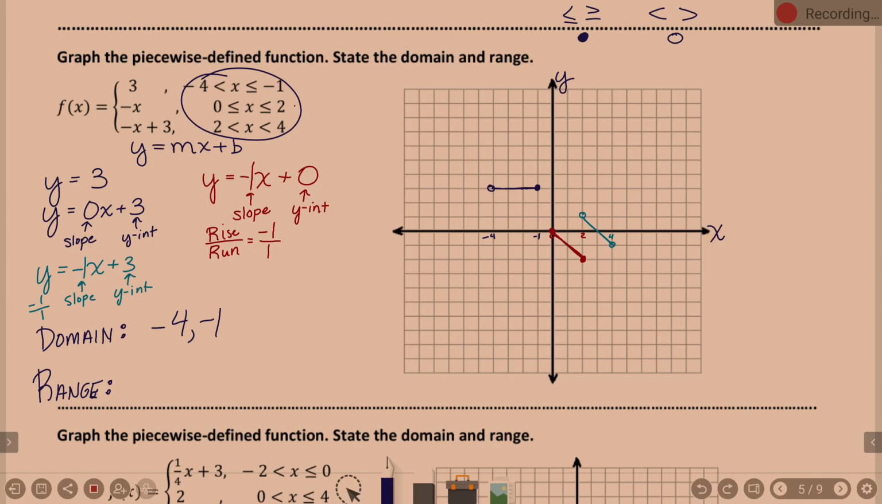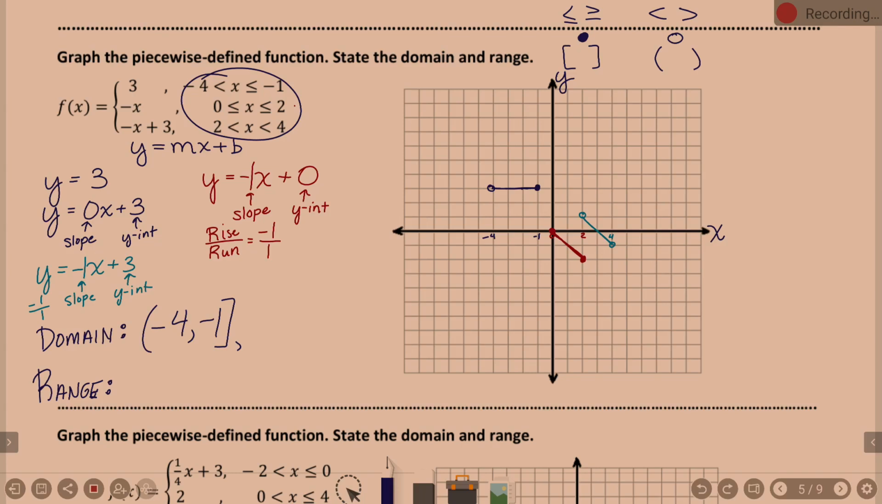Now, around the -4 and the -1, we have to answer: are these parentheses or brackets? At -4, is -4 included? No, so we use a parenthesis. Anytime it's just less than or greater than, you're using parentheses. At -1, is -1 included? Yes, it's a filled-in circle, or it was equal to up here, so we use a bracket. Anytime they involve equal tos, those involve brackets. Now, I'm not done because I have more graph to go, yes?